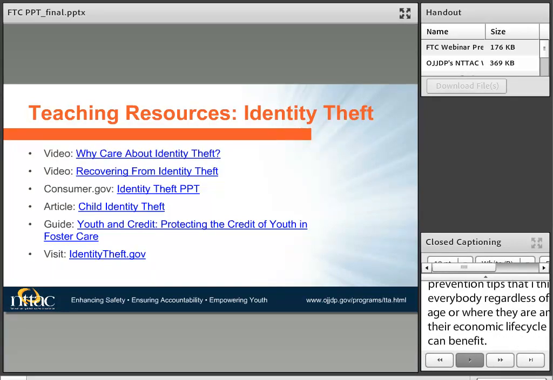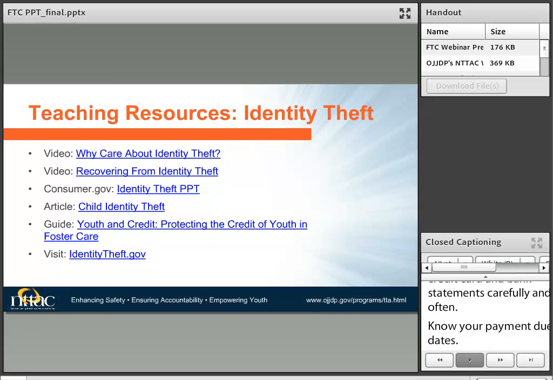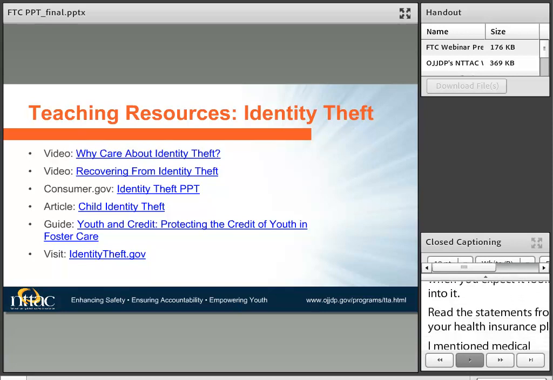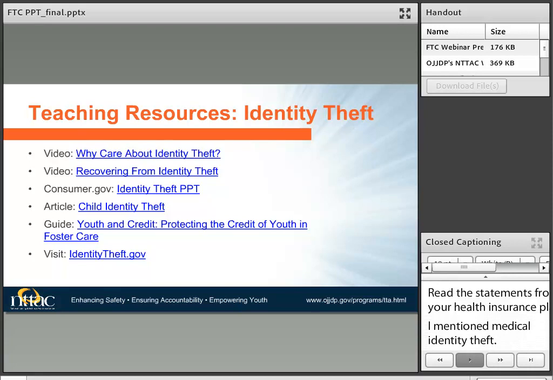Read the statements from your health insurance plan. Remember, I mentioned medical identity theft. Make sure the claims paid match the care you got. And shred any documents with personal and financial information once you no longer need them. As already said, we want people to review each of their 3 credit reports at least once a year. You can do that again by visiting annualcreditreport.com to get your free credit reports.